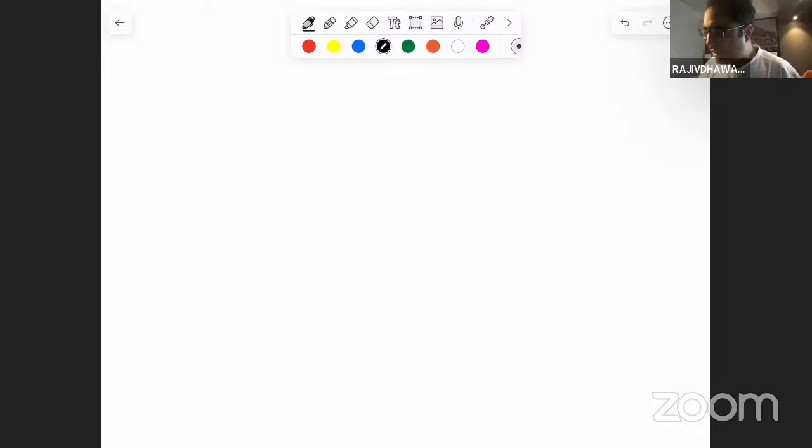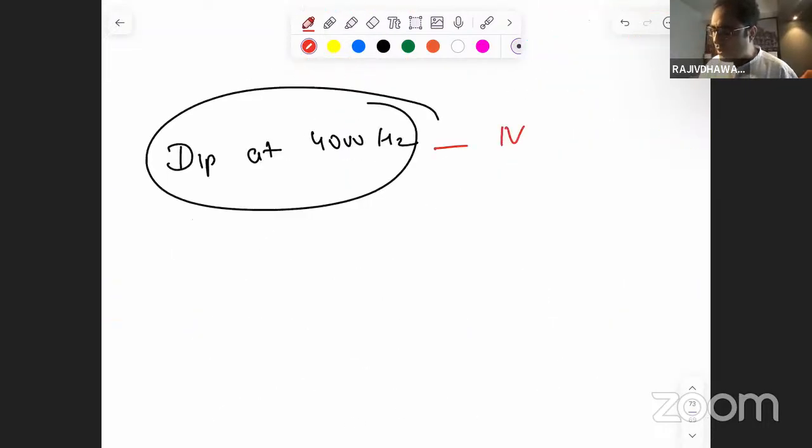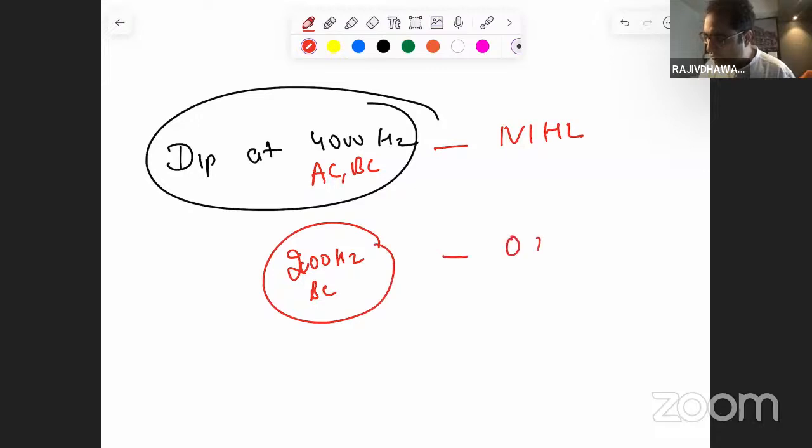Let us start. We were talking about the dip at 4000 hertz, which is noise-induced hearing loss. It's called acoustic dip or boilermaker's notch. The person must be working in a high volume noise environment like steel industry, metallurgical industry, or any industry where a lot of noise is there. Dip at 2000 hertz in bone conduction, Carhart's notch, is a feature of otosclerosis.